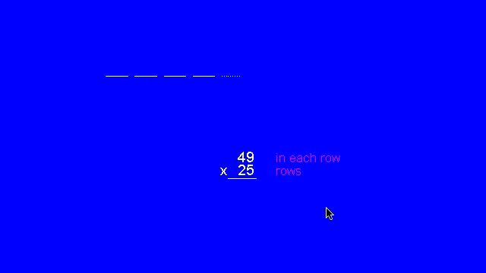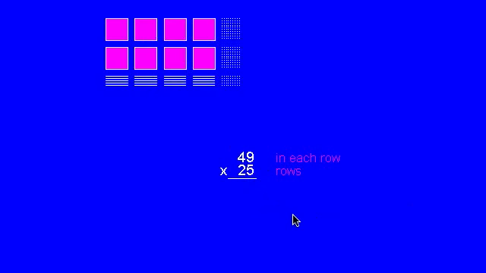This multiplication can be represented in a rows by column format. For example, here is 49 in a row, and the multiple is represented by 25 rows. This is an example of two-digit multiplication, which we'll do the traditional way. So we have 49 in a row, 10, 20, 30, 40, 9, and that row is repeated 25 times. 10 rows, then 5 rows.